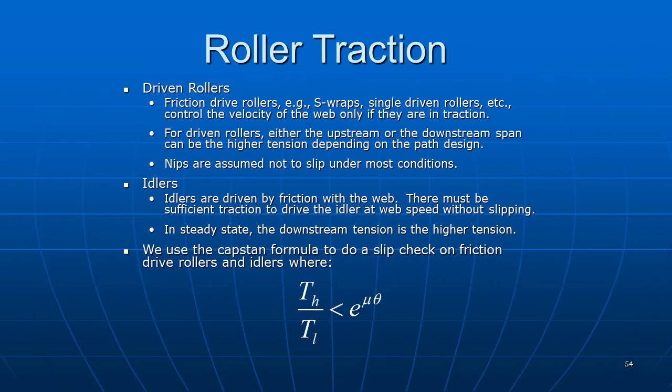It just says the high tension side divided by the low tension side. And lastly, nips are assumed not to slip. The Capstan formula doesn't apply directly to nips. For all practical purposes, if they're well designed, the web does not slip through a nip. Now you can have brush nips and gapped nips, and those are special cases that we'll not cover here. So the Capstan formula can be used to make sure that you're not slipping on your driven rollers. It can also look at idlers and make sure that you're not slipping on your idlers. The second use of the Capstan formula is to do slip checks on your rollers.